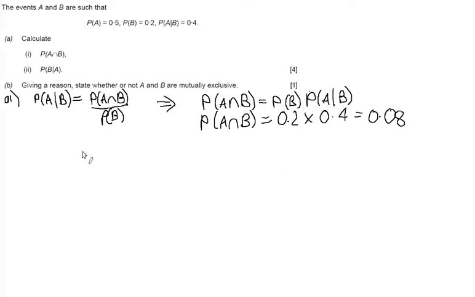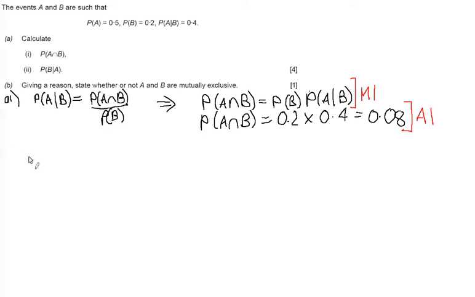Okay, so where do we get our marks on this question? First of all, we get one method mark for identifying the correct formula and its rearrangement in order to calculate the probability of A intersect B, and then we get one accuracy mark for actually calculating that the probability of A intersect B is 0.08.